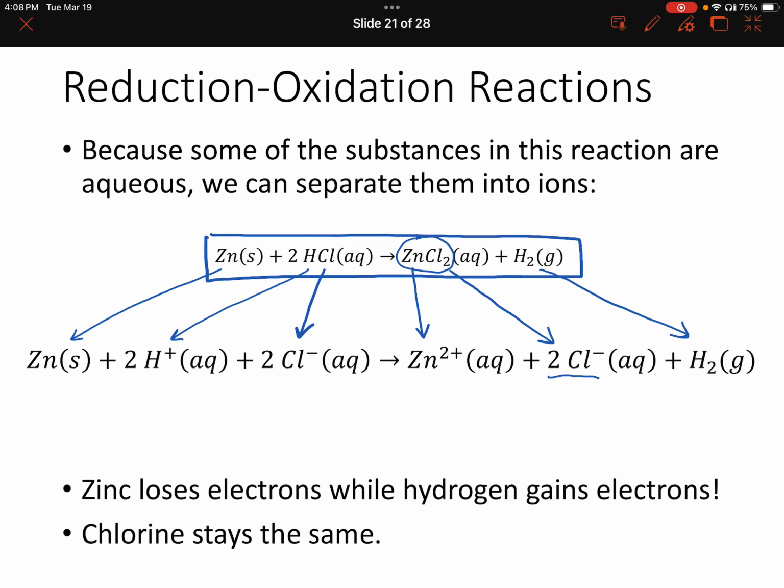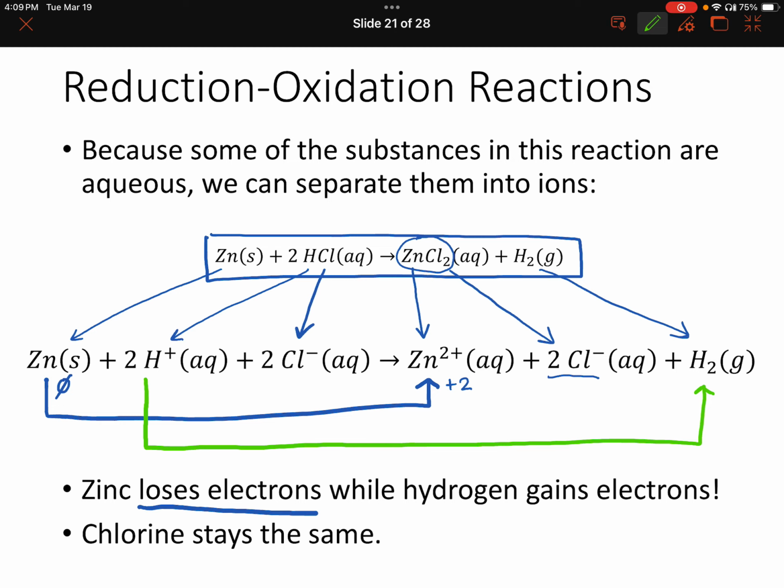Now, if we compare each atom in the reactants and the products, we'll start to notice that zinc went from being a neutral solid to an ion with a +2 charge. That must mean that zinc lost electrons. So zinc loses electrons. But where are those electrons going? Because they must be going somewhere, right? Well, if we look at hydrogen, hydrogen starts out as a +1 ion, since it dissolved in solution. In the end, it has 0 charge because it's now a diatomic molecule, which is neutral. So the hydrogen atoms gain the electrons.